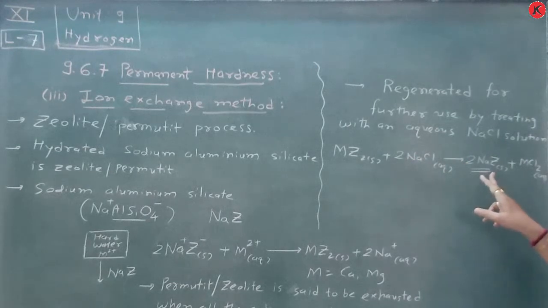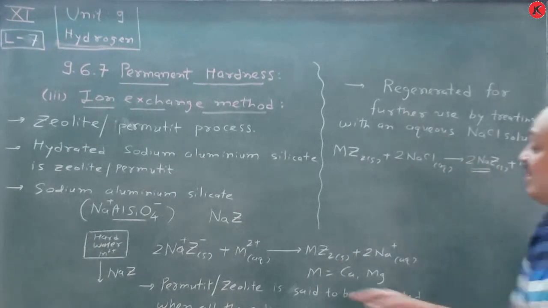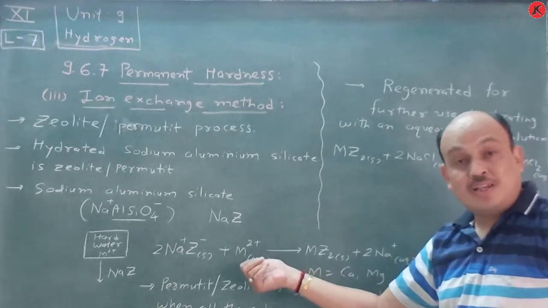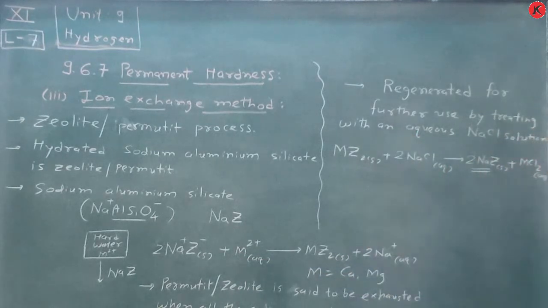So here we get 2 NaZ plus MCl2, and once again we get this NaZ, and we use it again on hard water. That's why we can say this method is very beneficial, and it is considered the ion exchange method. So write it completely according to your NCERT textbook.